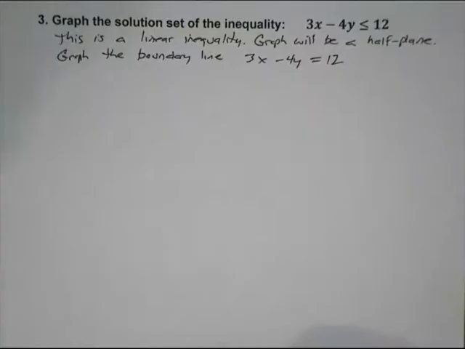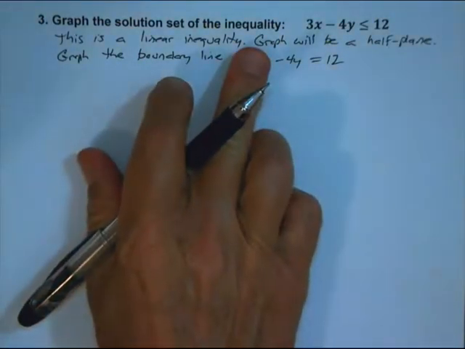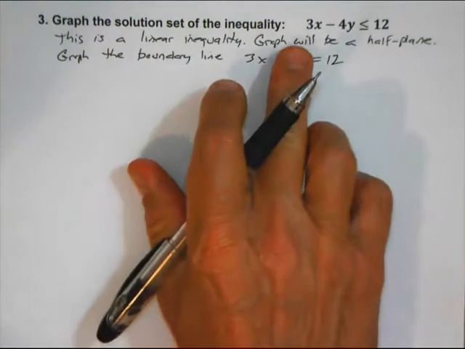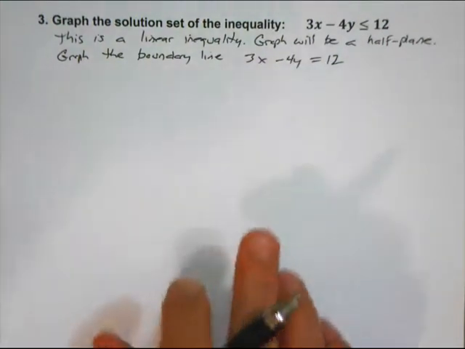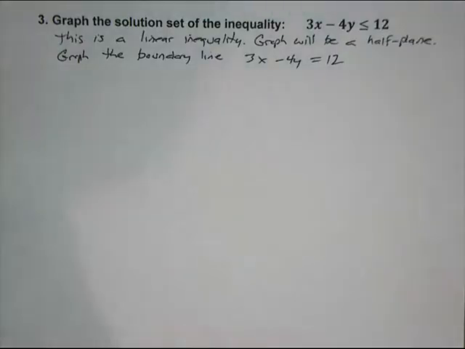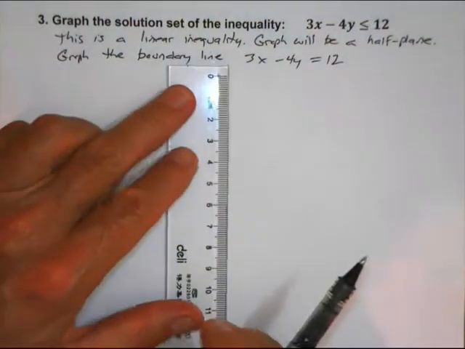Alright, if we're going to graph this line, we might consider the intercepts. Letting x be 0, y would be negative 3. Letting y be 0, x would be 4. Okay, so it looks like a small coordinate system will fit the important information. Let's sketch that.